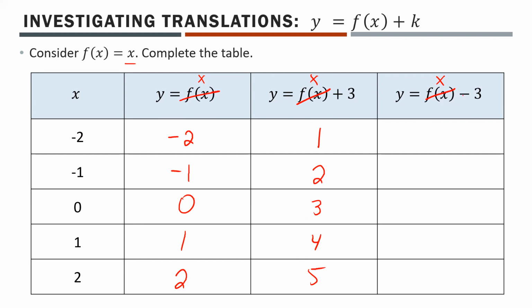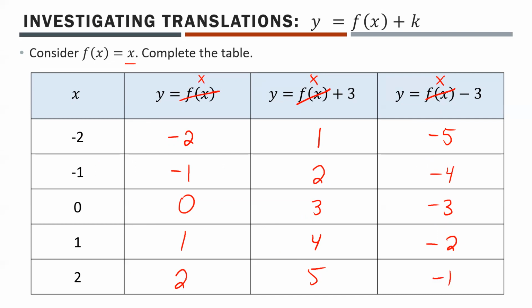This last column now, it's x minus 3. So if x is -2, -2 minus 3 is -5. -1 minus 3 is -4. 0 minus 3 is -3. 1 minus 3 is -2. And then 2 minus 3 is -1.